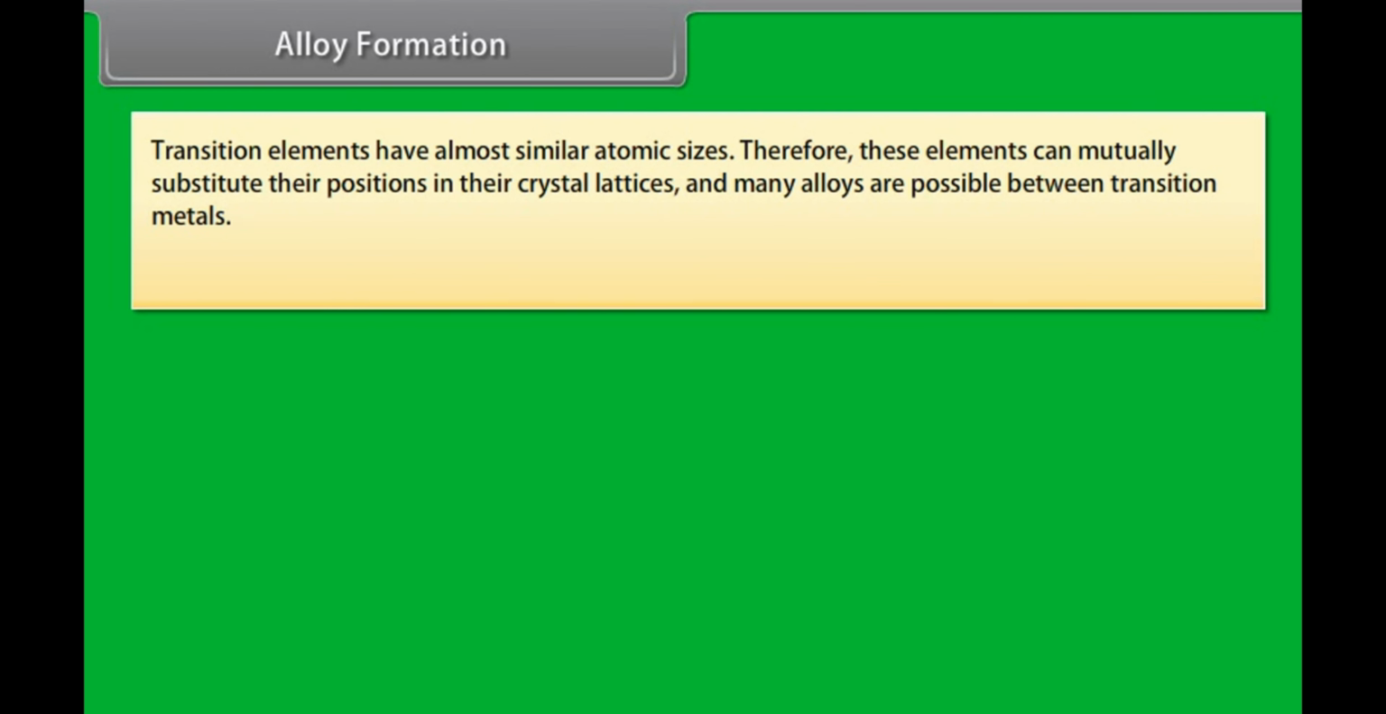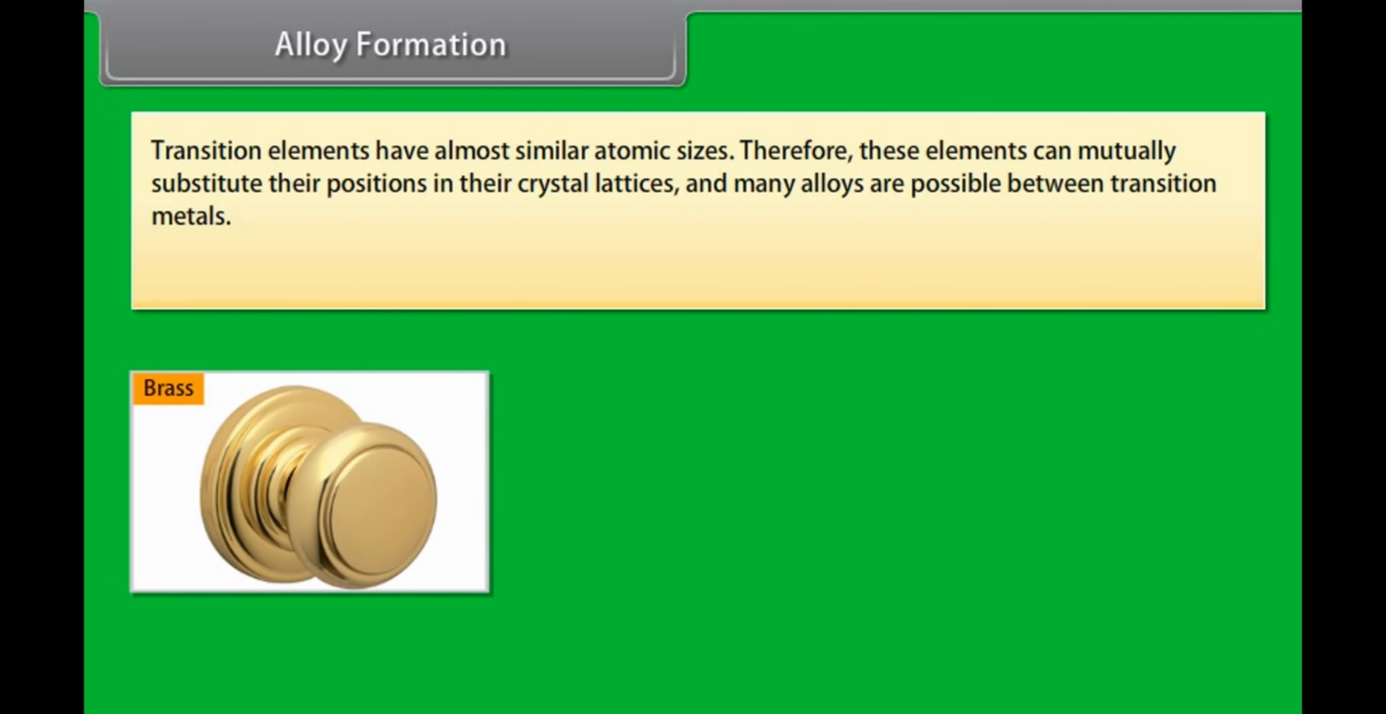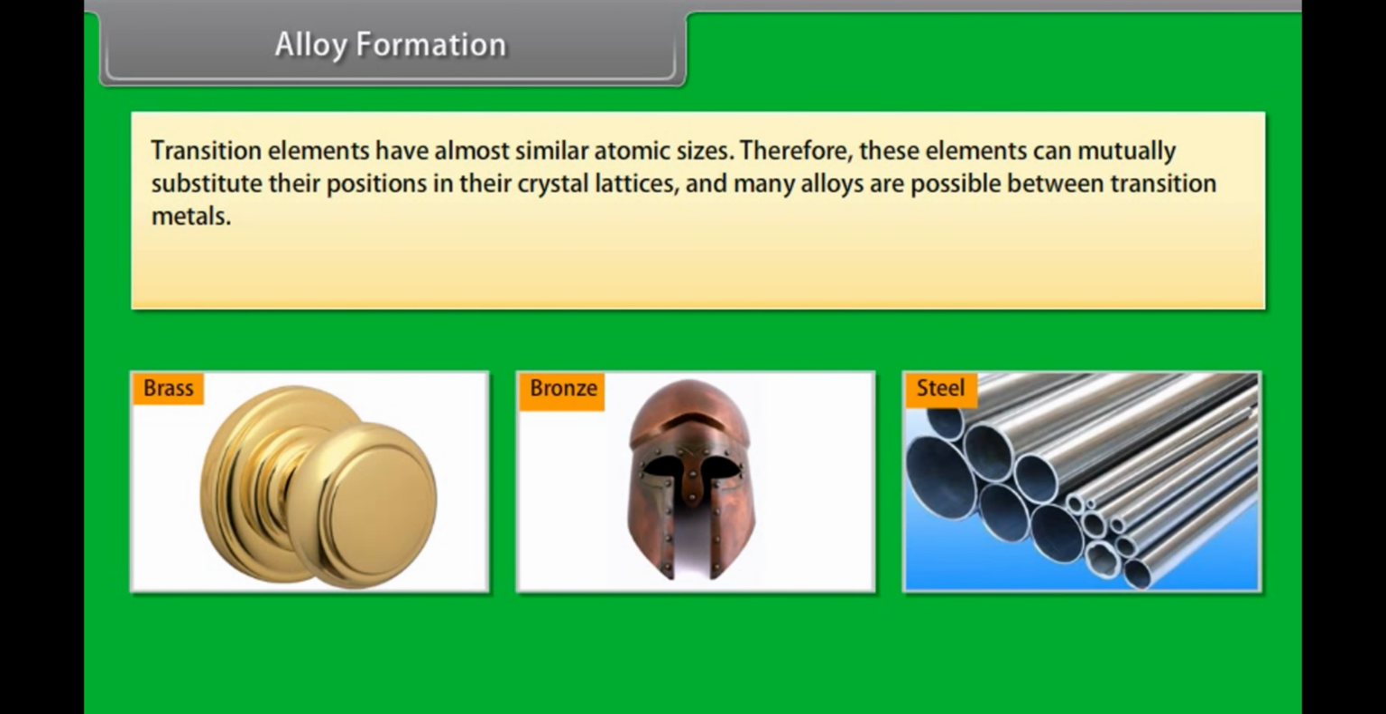Therefore, these elements can mutually substitute their positions in their crystal lattice, and many alloys are possible between transition metals. For example, brass, bronze, and various types of steel. The alloys so formed are relatively hard and possess higher melting points. Some important compounds of transition elements.